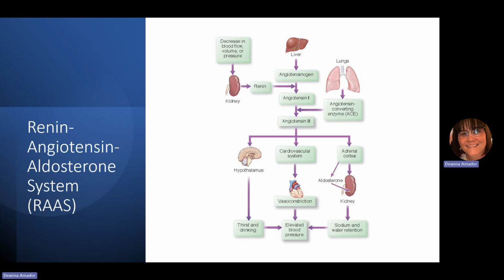So the angiotensin 2 is your vasoconstrictor to try to hang on to things to bring up your blood pressure. It stimulates your hypothalamus to think that it needs to drink more. It stimulates your cardiovascular system to vasoconstrict, therefore raising your blood pressure. And then you can see here your adrenal cortex kicks out aldosterone, which causes the sodium and water retention, which in the end leads to an increase in your blood pressure.